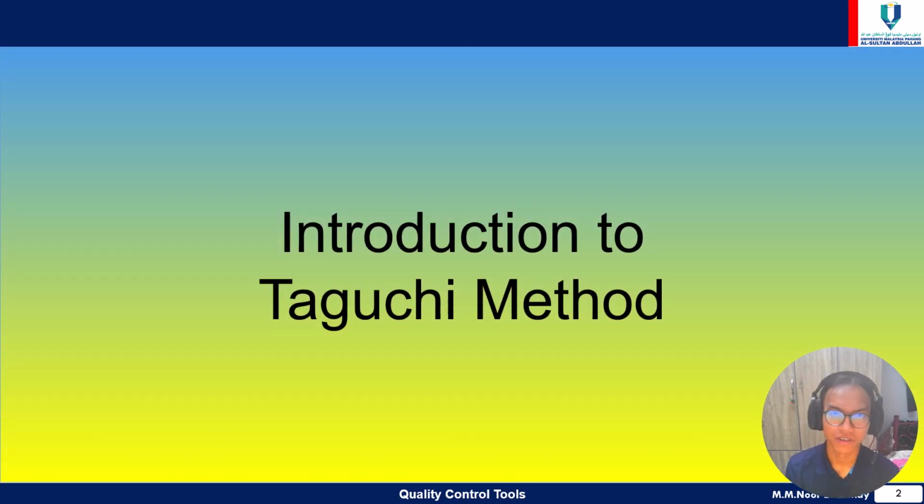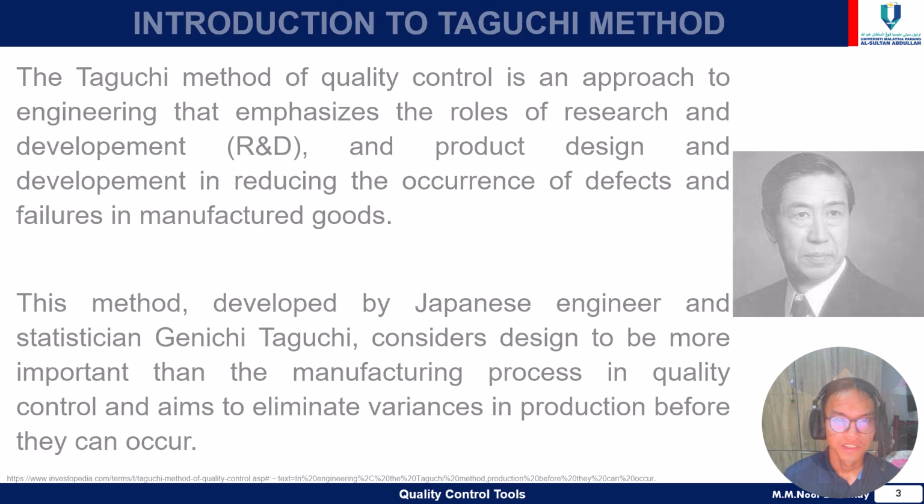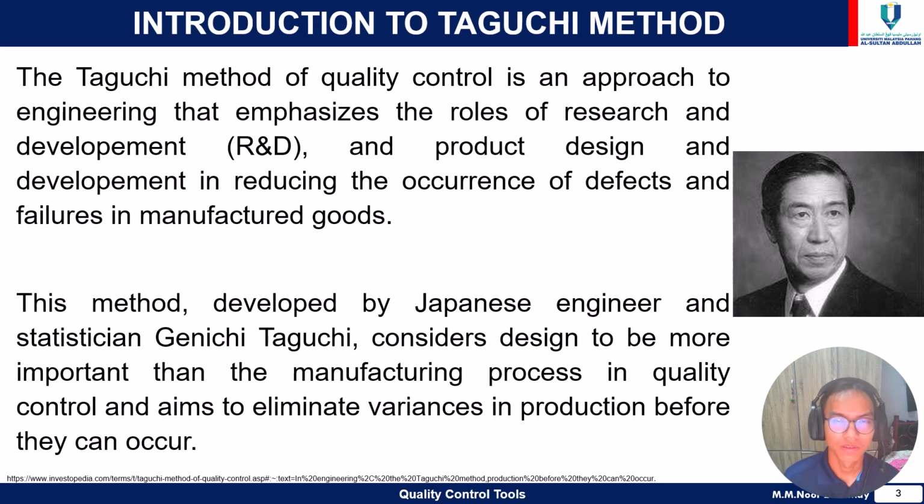Going to the introduction first. The Taguchi method of quality control is an approach to engineering that emphasizes the role of research and development, which is R&D, the product design and development, in reducing the occurrence of defects and failures in manufacturing. So basically, the Taguchi method is more about R&D. It aims to reduce the defects and failures in the product when doing manufacturing.